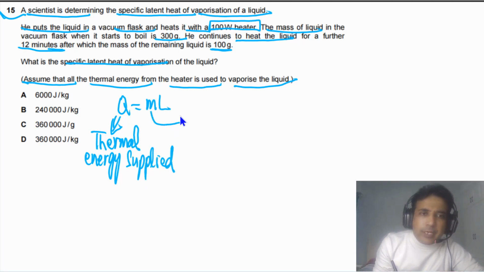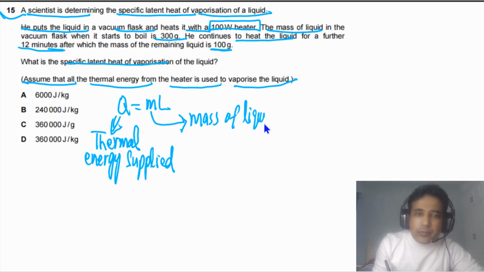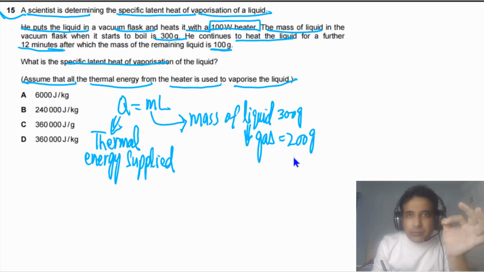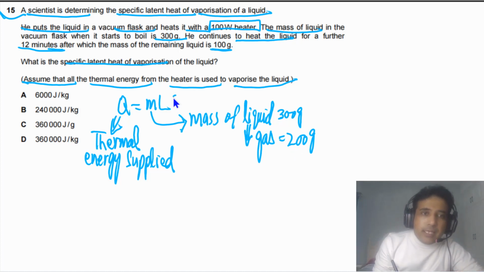And M is a very important one you need to understand. M is mass of liquid converted into gas. So very important one. So in this case, we have initially 300 grams of liquid. And finally, we have 100 grams of liquid. So how much gas has been produced? So gas is 200 grams. Means 200 grams of the liquid has been converted into gas. And that is M. And L we need to find in this case.